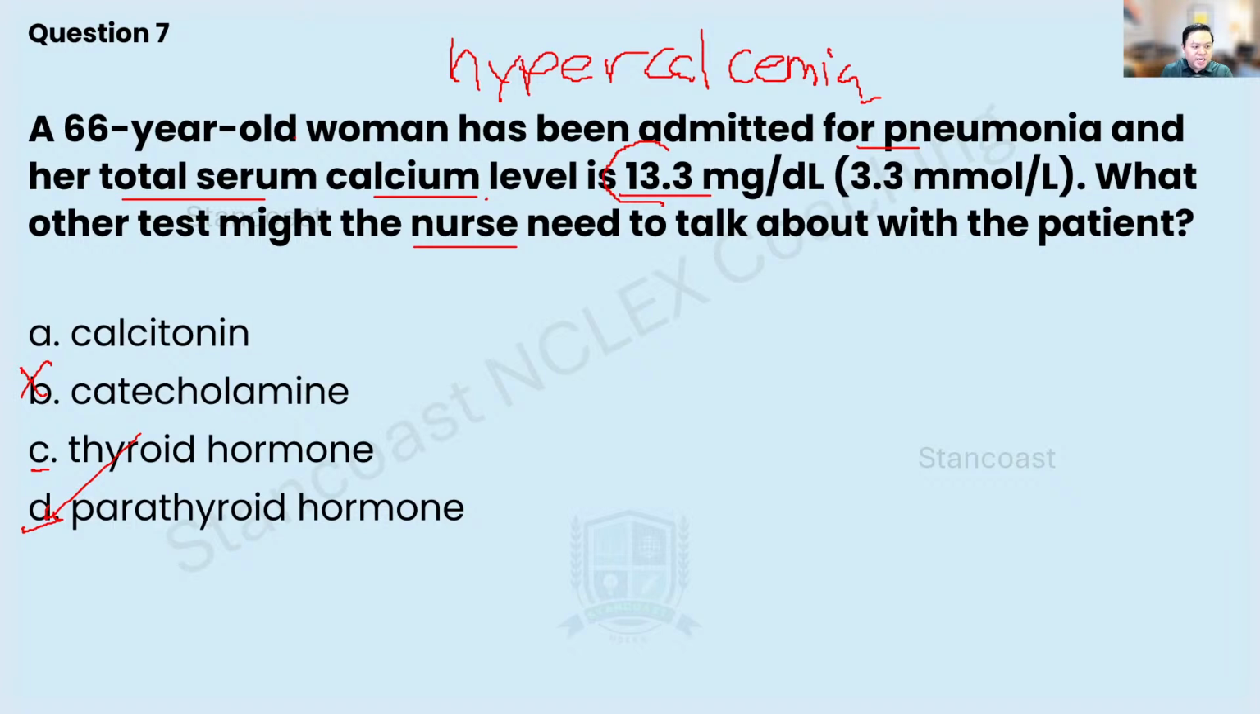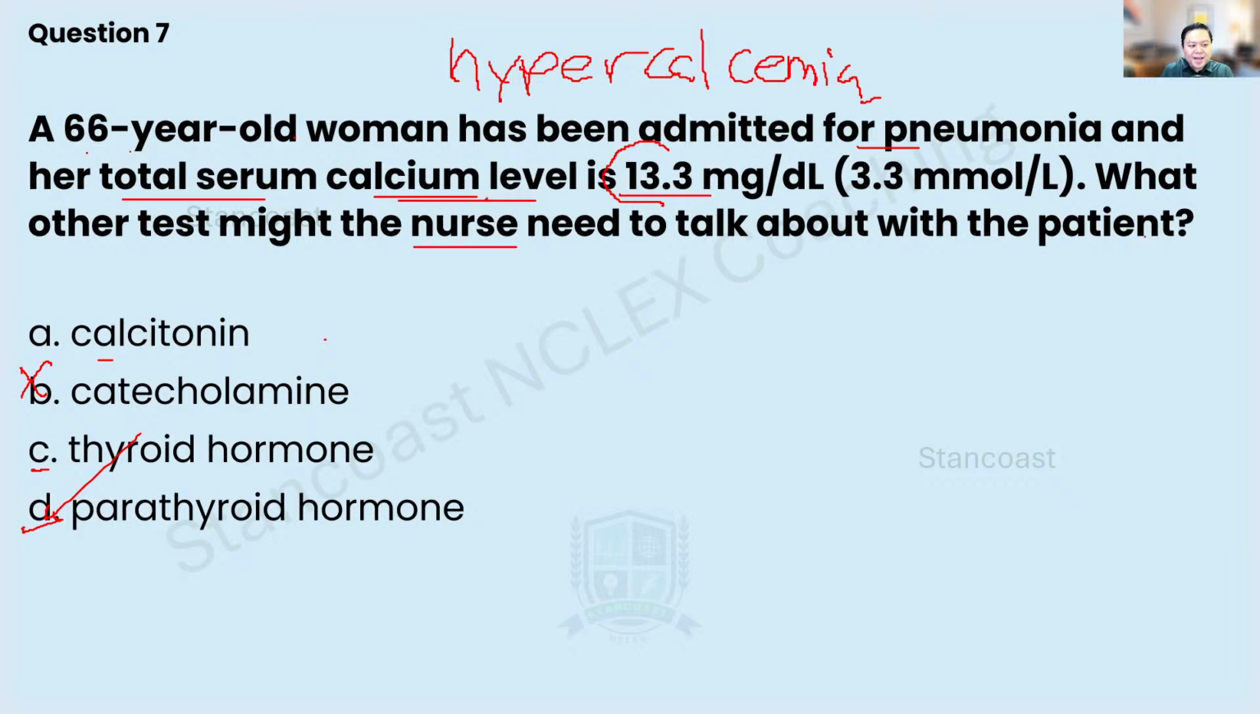Are you pertaining to number 7? Question number 7. All right, let me clarify this one. Let me read back the situation one more time. A 66-year-old woman has been admitted for pneumonia and her total serum calcium level is 13.3. What other tests might the nurse need to talk about with the patient?